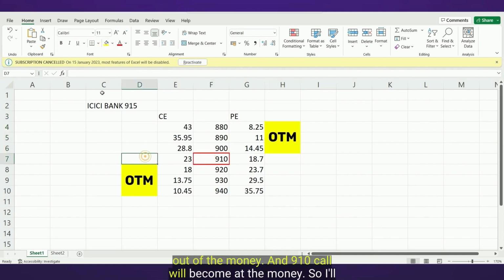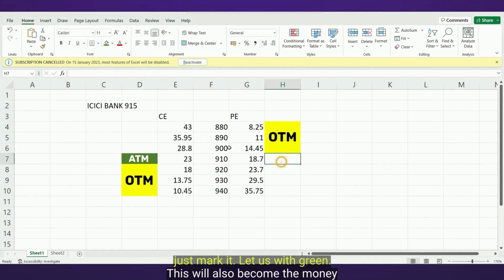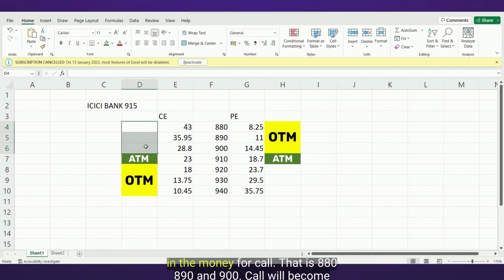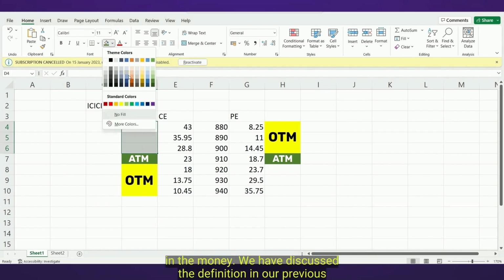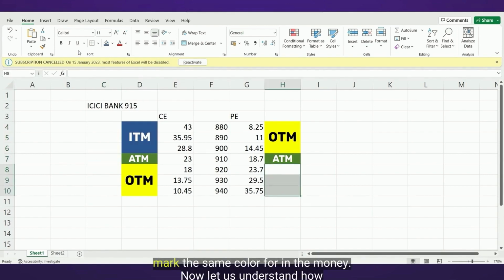And 910 call will become at the money. So I'll just mark it, let us say with green. This will also become at the money. I'll mark it with the green. And the other three strikes will become in the money for call, that is 880, 890 and 900 call will become in the money. We have discussed the definition in our previous classes. You can refer to the previous videos, and here also I'll mark the same color for in the money.